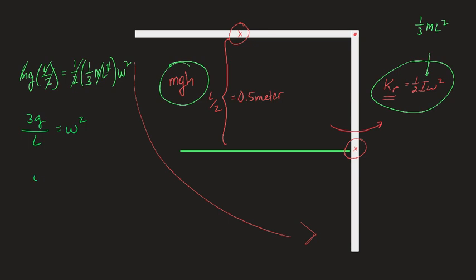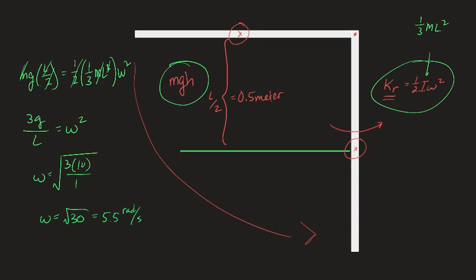Now, that means omega is going to be the square root of 3 times 10 over 1. All right, the length of it is a meter. So square root of 30, which is what, like 5 1/4? What's that? So 5.5. That's radians per second.